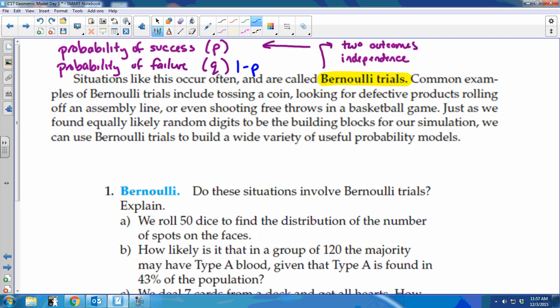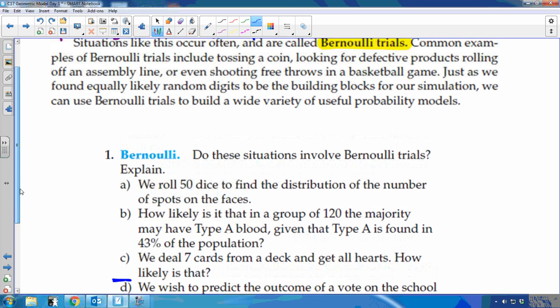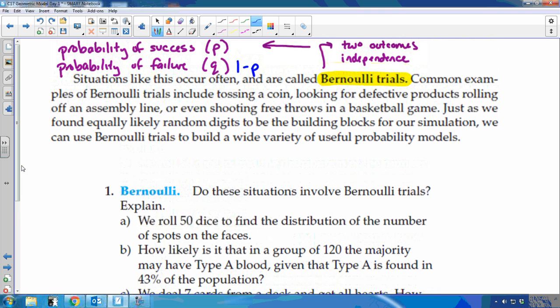So just in case, we're going to go through and decide if these are Bernoulli trials or not. We're going to do the first 3. We'll do the other 2 tomorrow when we talk more about independence. Okay? So the first one says, we roll 50 dice to find the distribution of the number of spots on the faces. In that case, are you looking for 2 specific outcomes? No, you're looking for all 6 of the outcomes. So that would not be a Bernoulli trial. Does that make sense?